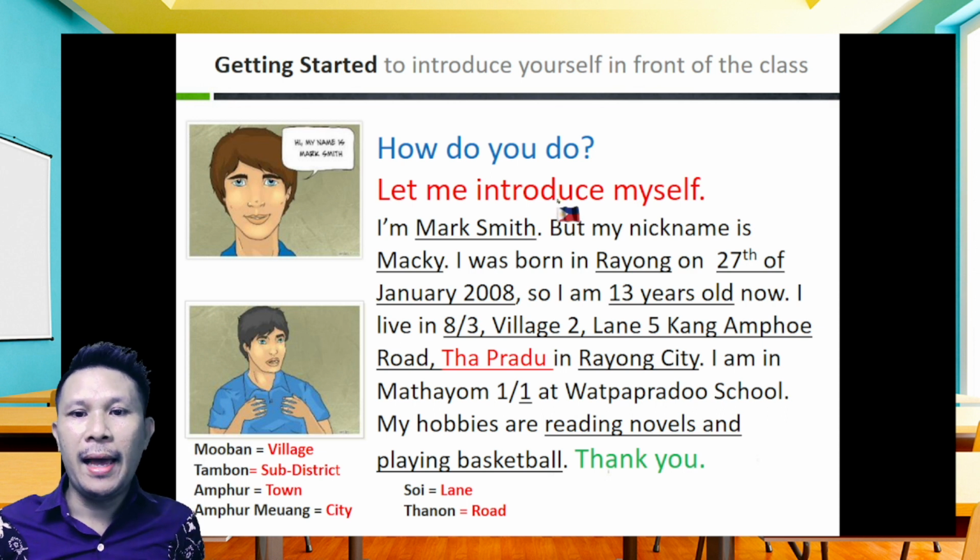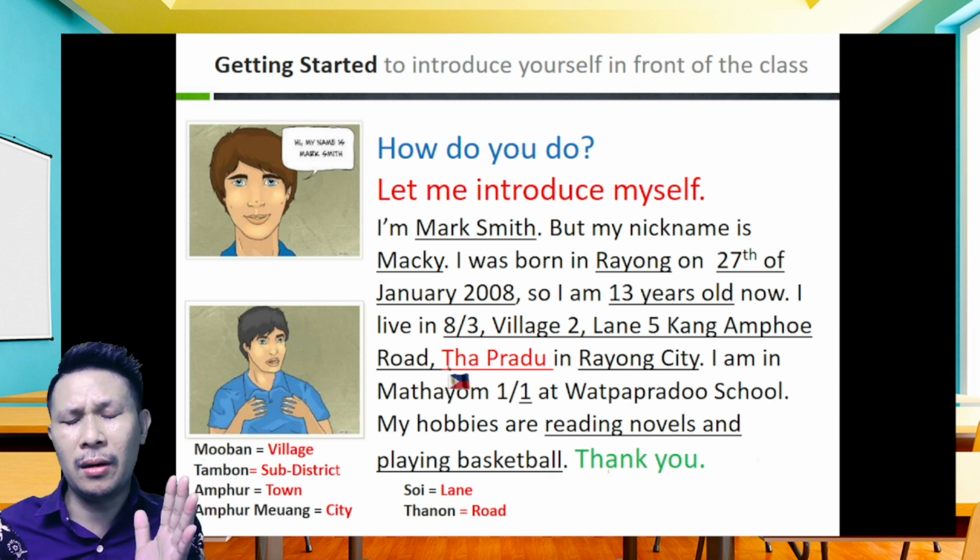And lane 5. Lane is soy ha in Thai, but in English we say lane 5. And then this is the road, the name of the road, Tanon. In Thai you say Tanon Kang Ampur, but in English we say lane 5, Kang Ampur Road. The road here is the Tanon.